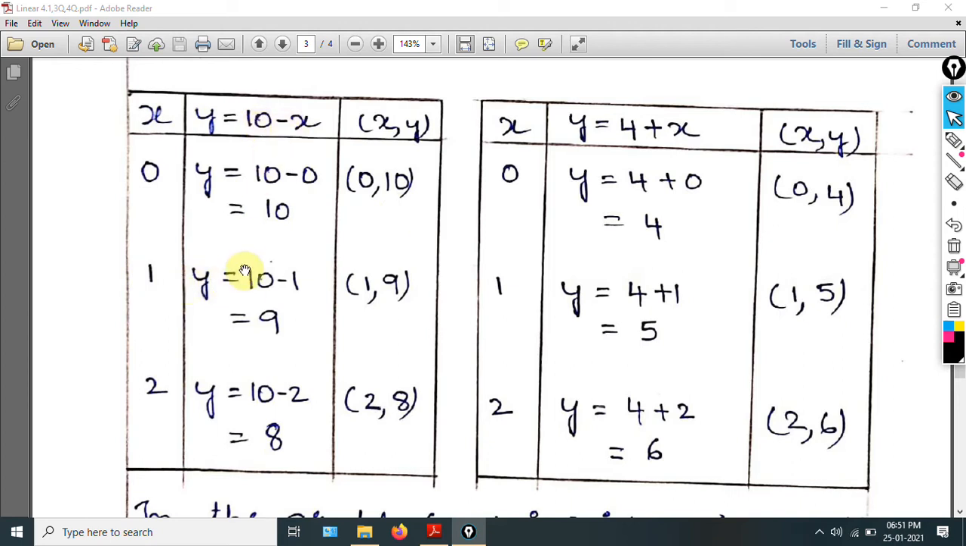10 minus x. So 10 minus, in place of x what is the value of x? 1. So 10 minus 1 equal to how much? 9 we will get. So the x, y value you have to write. How much is x? 1 comma 9.